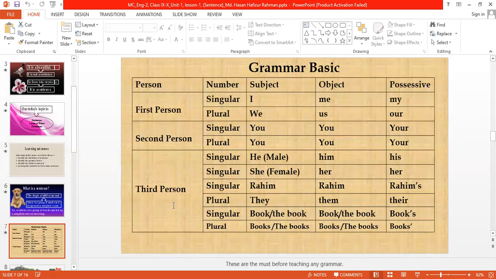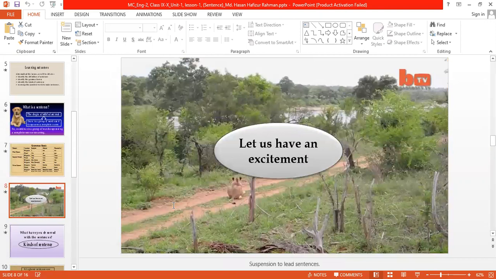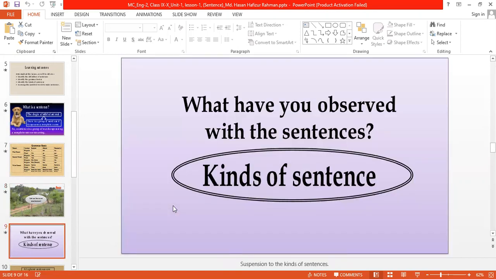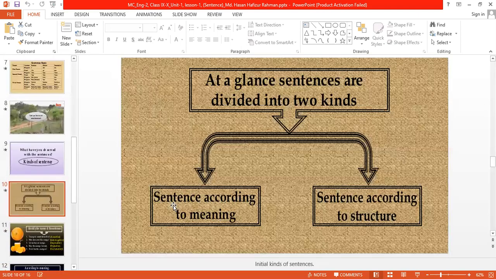Okay, my dear students, you know about this, and next, let us have an exercise. Look at the beautiful scenery. It is very beautiful to look at. Now, what have you observed with the sentence? Kinds of sentence. At a glance, sentences are divided into two kinds: sentence according to meaning, sentence according to structure.